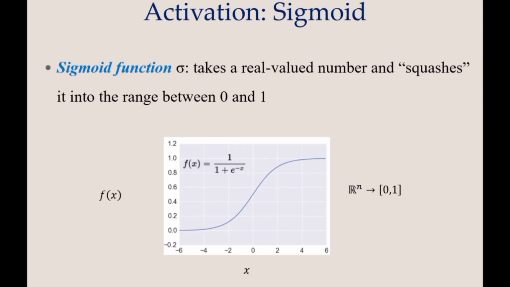Next is the sigmoid activation. It takes a real-valued number and squashes it into the range between 0 and 1. The output can be interpreted as the firing rate of a biological neuron. Not firing is denoted as 0 and fully firing is denoted as 1. When the neuron's activations are 0 or 1, the sigmoid neurons saturate. Sigmoid activations are less common in modern neural networks. Here f of x is defined as 1 divided by 1 plus e to the power minus x.